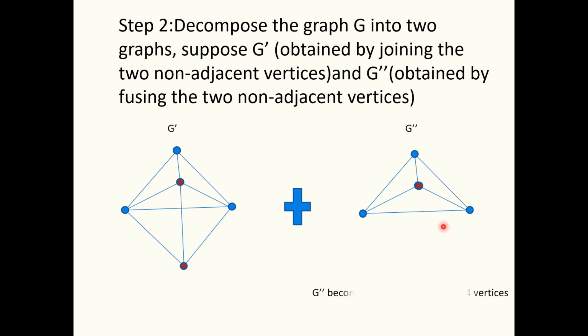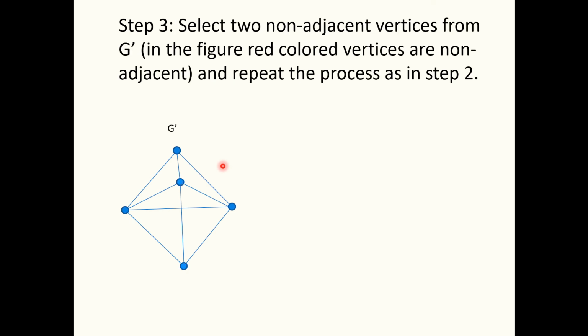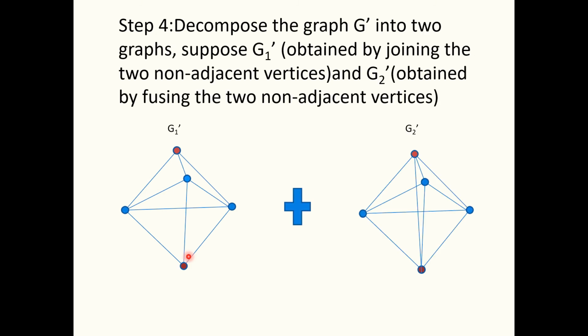Now here we can see that this G double dash graph becomes complete graph with 4 vertices, but G dash is not. So we need to repeat the process as in step 1 and step 2. So here in step 3 you can see that another two vertices, this one and this one, are non-adjacent because they have no direct connectivity. So we need to repeat the process in step 2. Add these two non-adjacent vertices, and in the second component fuse these two non-adjacent vertices, and corresponding these 4 adjacent edges will disappear.